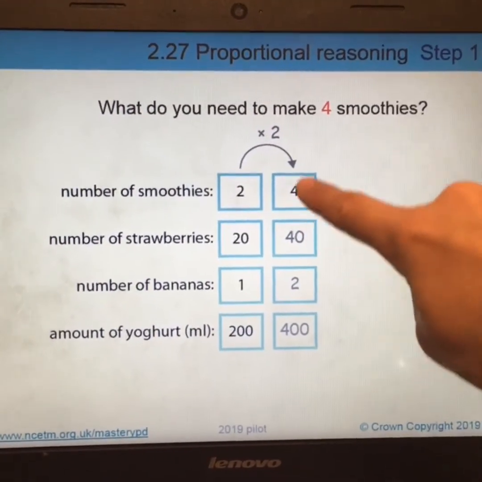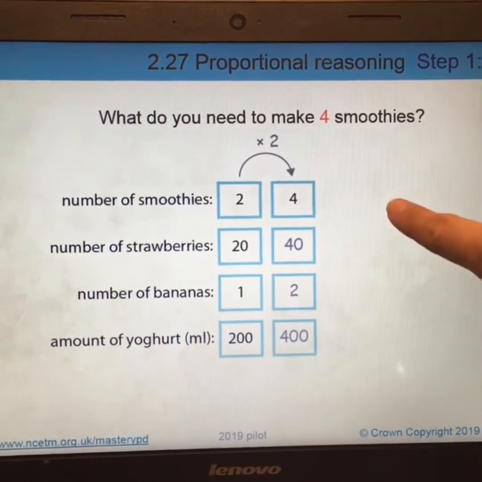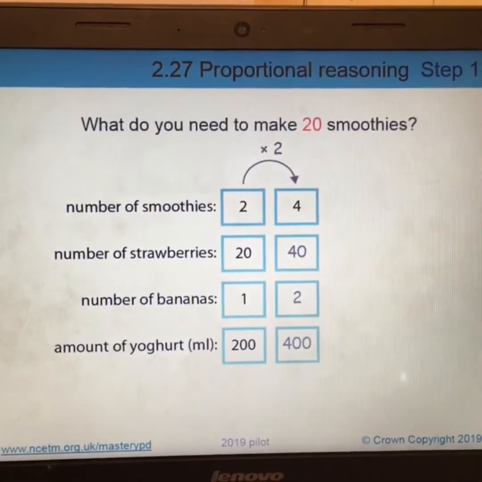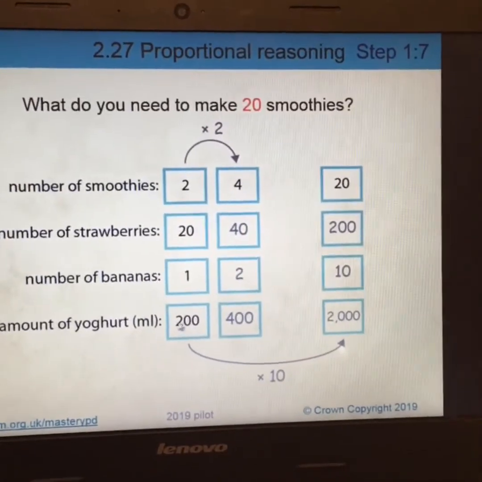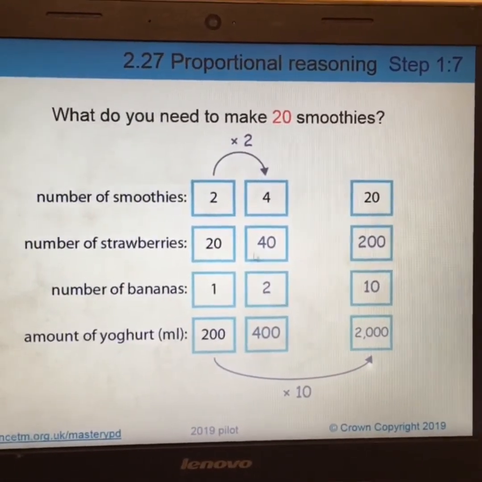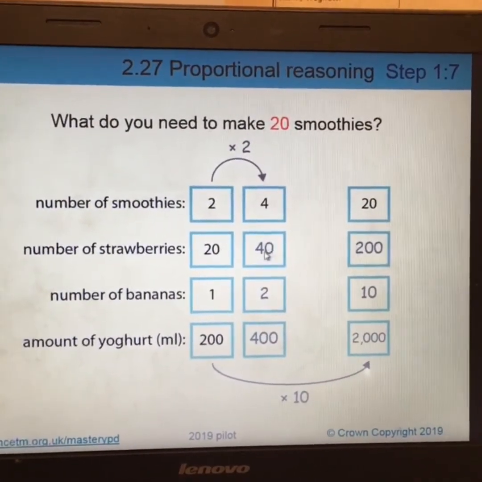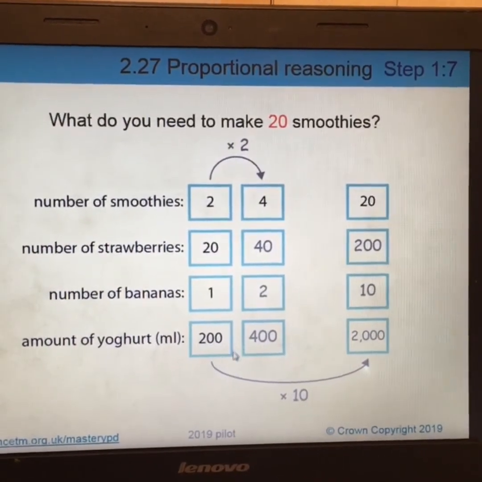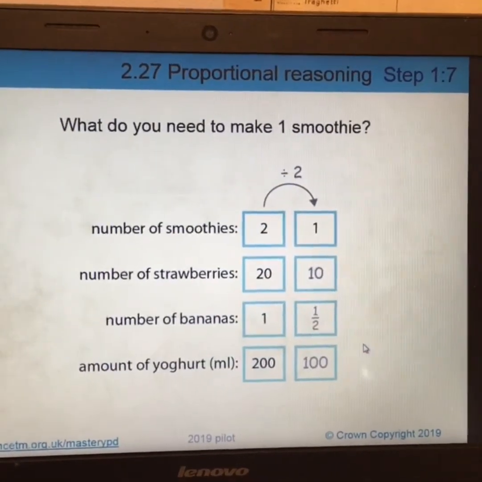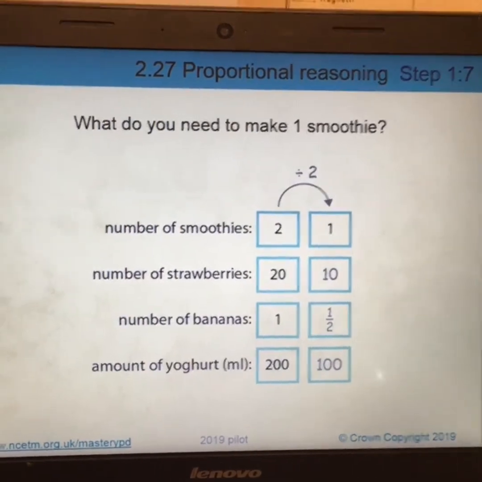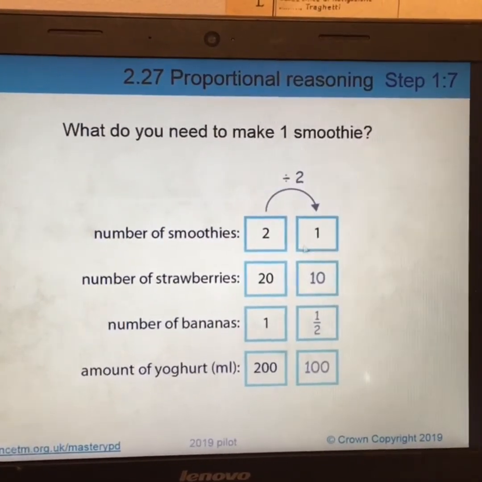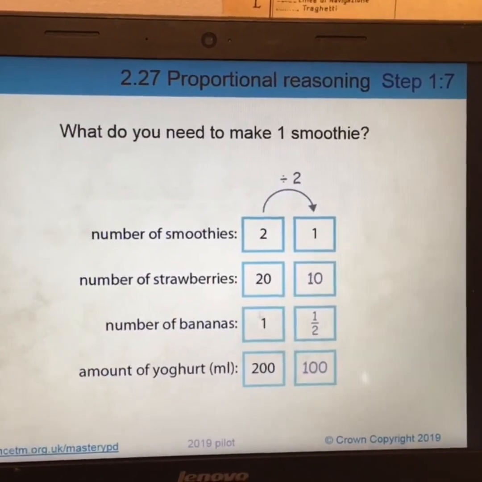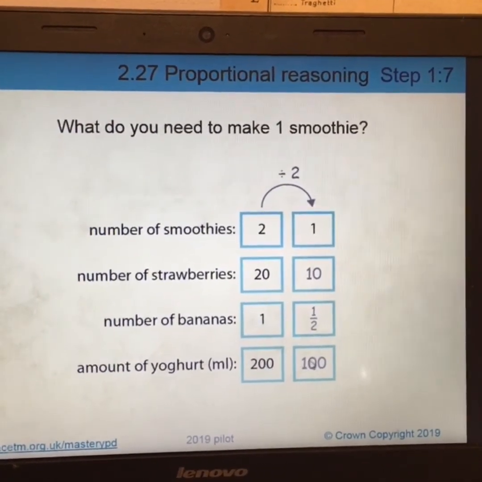Or I could do this row and times it by 5, because 4 times 5 is 20, and you get the same answers. So to make 20 smoothies, I'm timesing all of it by 10. Or look, you could times it by 5 from the 4 smoothies. Last one then, what do you need to make 1 smoothie? Well, if this is 2 smoothies, how do you get from 2 to 1? You divide by 2, so 20 divided by 2 is 10, 1 divided by 2 is a half, and 200 divided by 2 is 100.